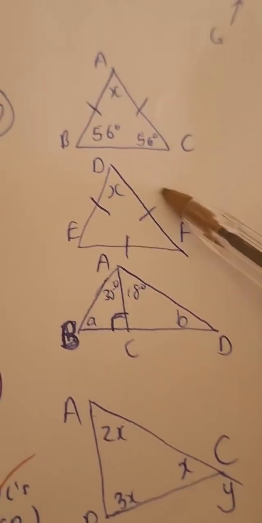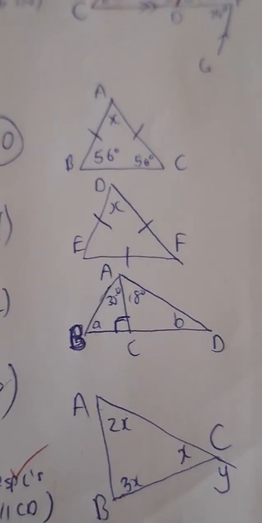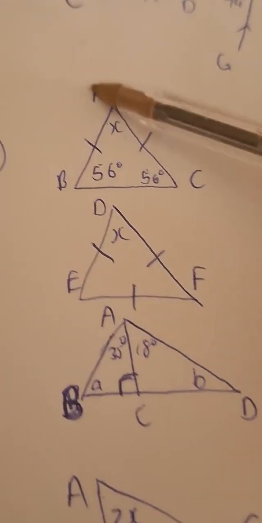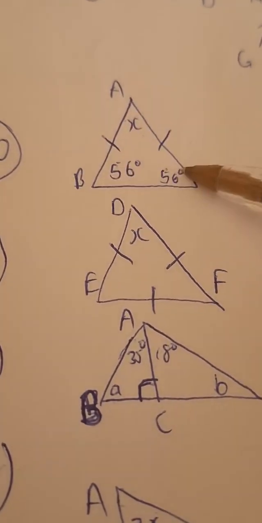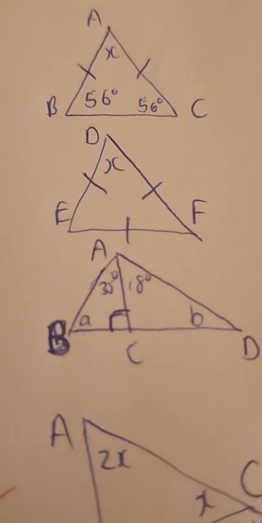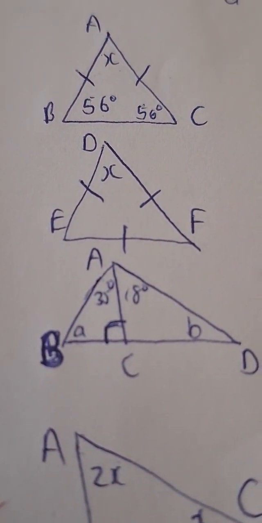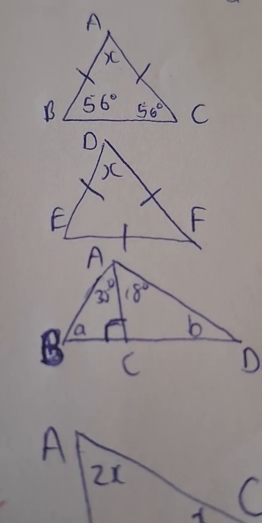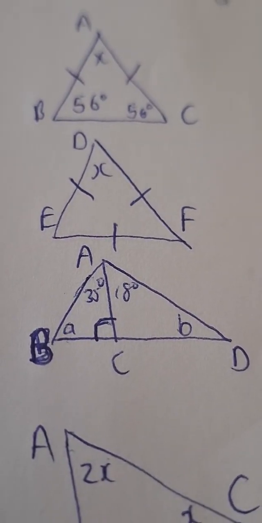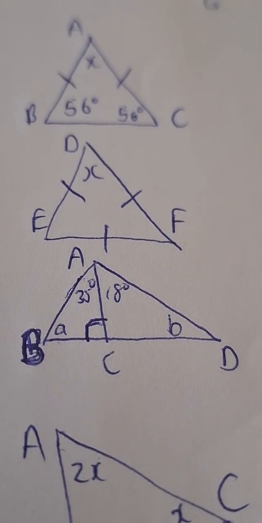Okay, let's move on to number 11. This one, guys. What type of triangle? So this triangle, DEF, we are asked to find the value of x. Yes, Sabrina, that's an equilateral triangle. Right? So we want the value of x. What is the value of x there?